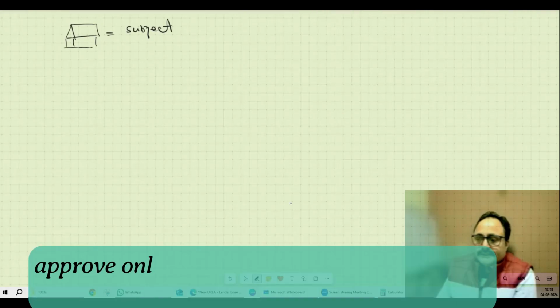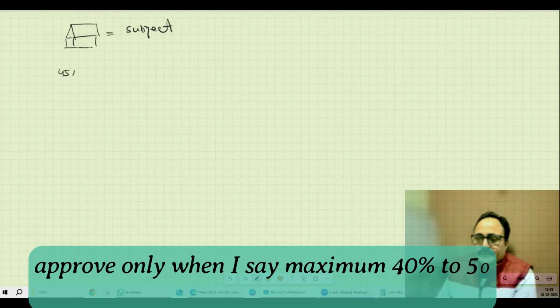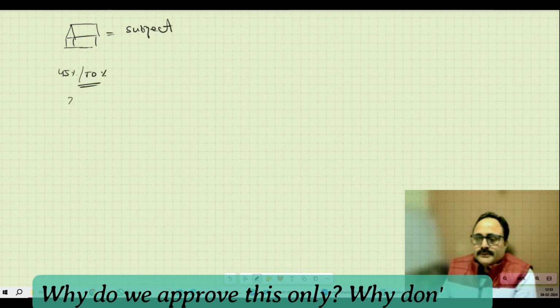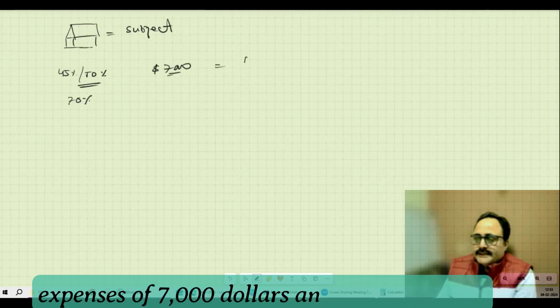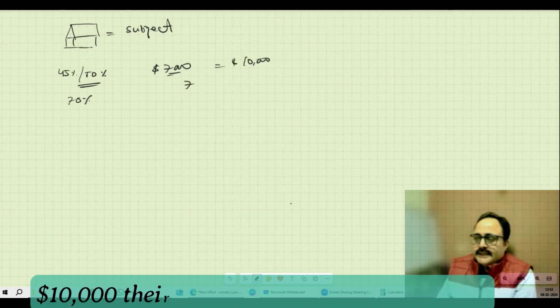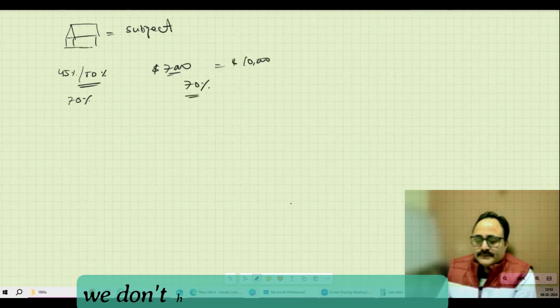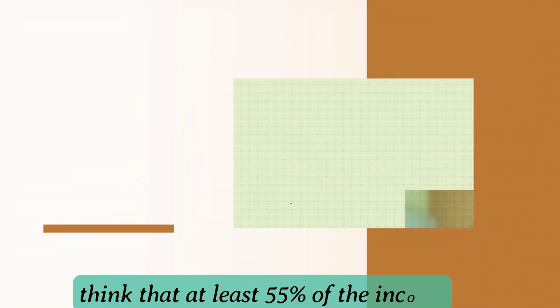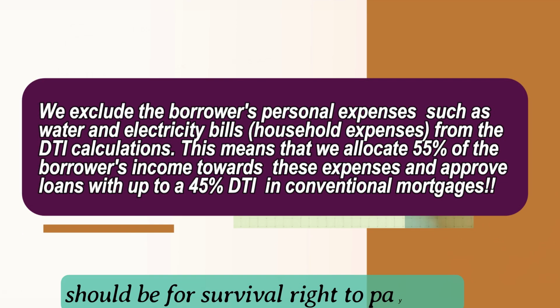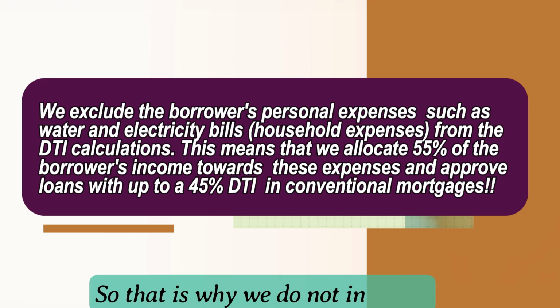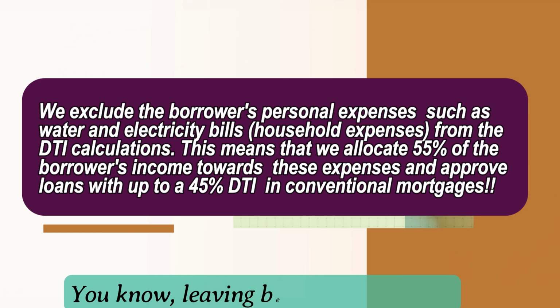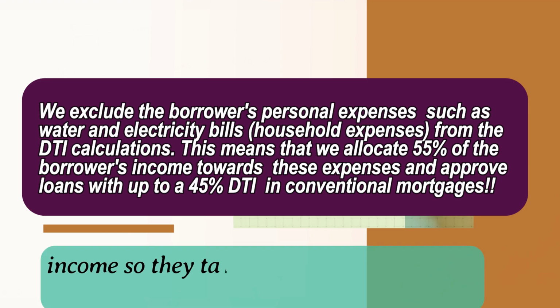That is why, when I say maximum 40 to 50%, why do we approve only this? Why don't we approve 70% DTI? Somebody has total expenses of $7,000 and their income is $10,000, their DTI will become 70%, right? But we don't approve this. Why? Because we think that at least 65% of the income should be for survival, to pay their utility bills and for their personal life. So we are already leaving behind 65% of their income to take care of those expenses.